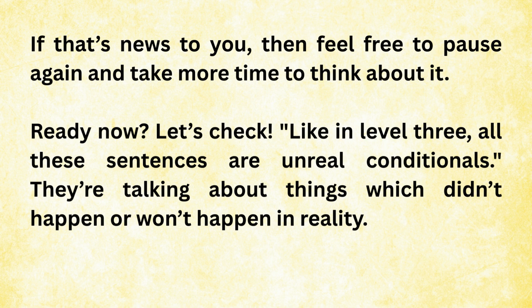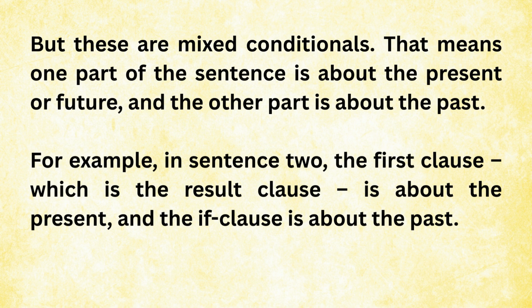Ready now? Let's check. Like in level 3, all these sentences are unreal conditionals. They're talking about things which didn't happen or won't happen in reality. But these are mixed conditionals. That means one part of the sentence is about the present or future, and the other part is about the past. For example, in sentence 2, the first clause, which is the result clause, is about the present, and the if clause is about the past.